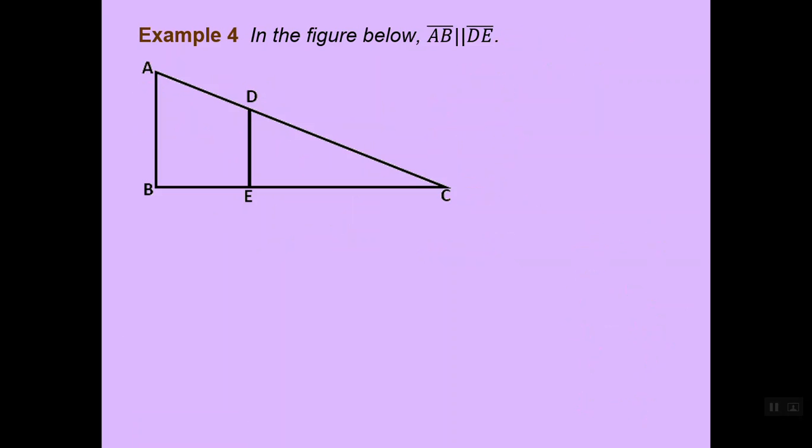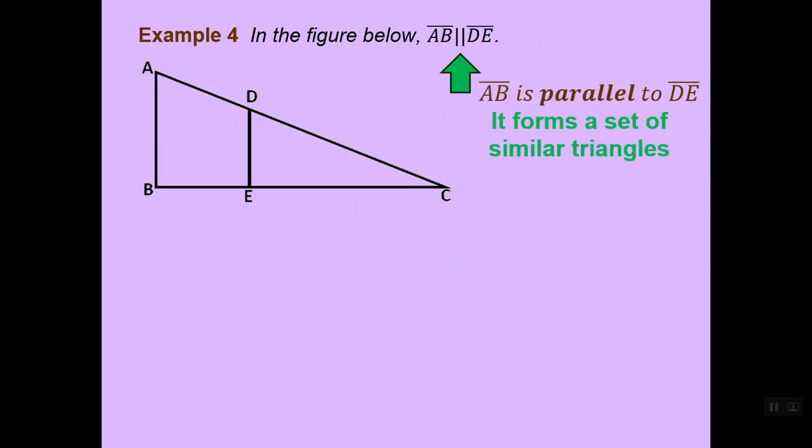All right, now in this figure below, we're told some information, and you can see side AB and DE, there's a symbol in between, and that symbol means is parallel to. So we know that the side AB is parallel to this other line DE. What that does actually is it forms a set of similar triangles. We've got our original big triangle, ABC, and that is going to be similar to the small triangle formed, DEC.